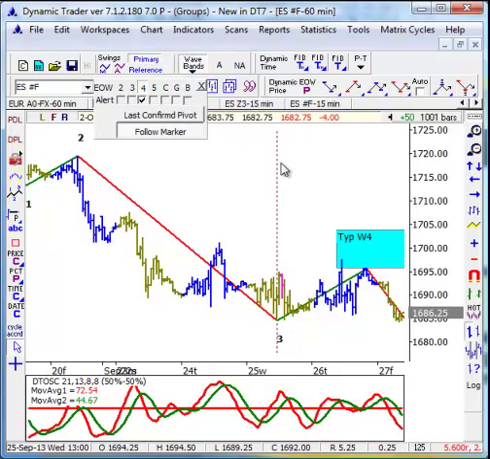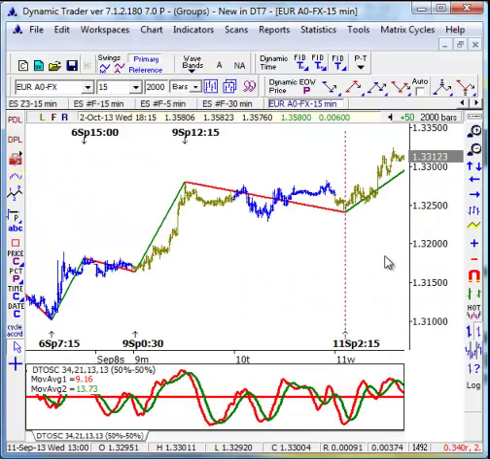So we can identify the high probability targets for each of those types of wave structures. Well, let's take a look at one more quick example. This is 15-minute Euro data, and a very recent example. Let's just say we thought maybe we got a 1, 2, 3, and 4, and we just want to see where the probable wave 5 target zones would be.